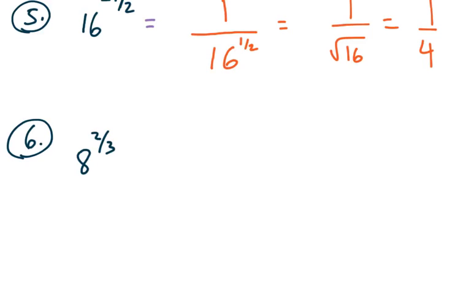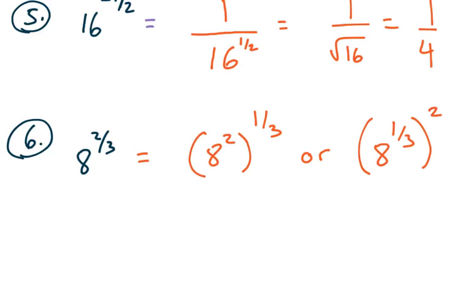In number 6, this is where we get to something even more interesting. What I want you to realize is that 8 to the 2/3 can be written as 8 squared to the 1/3 power, or, if you prefer, 8 to the 1/3 squared. The way we could prove this is that when we raise to another power, we multiply. So whether you multiply this version or this version of the exponents, you would get back to this. With that being said, now we can tackle either version.